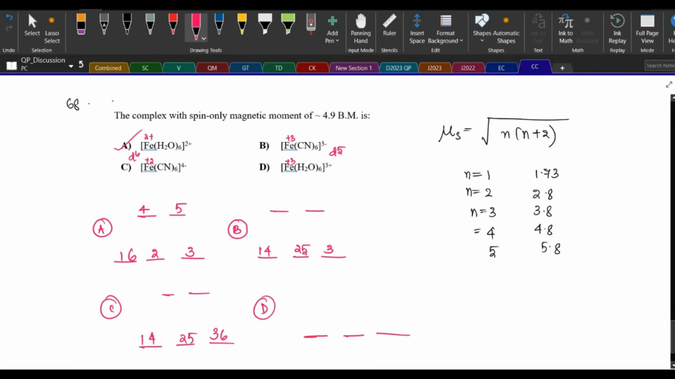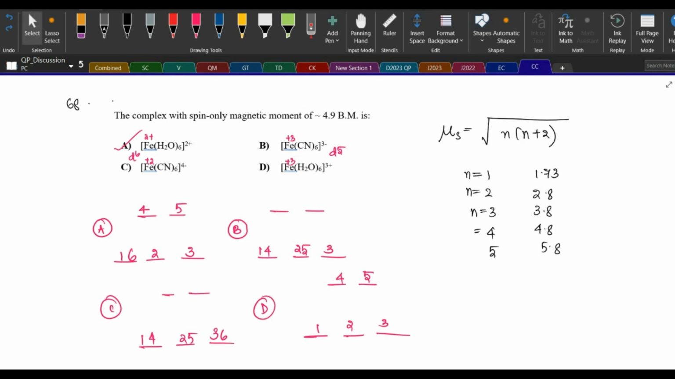Last one, Fe+3 is a d5 system. Water has come, it is weak. The fourth one will easily go up, but it has 5 unpaired electrons. If 5 unpaired electrons, the magnetic moment value will be nearly 5.9. Okay, so the correct answer to this question is option A. Yes. Another question.